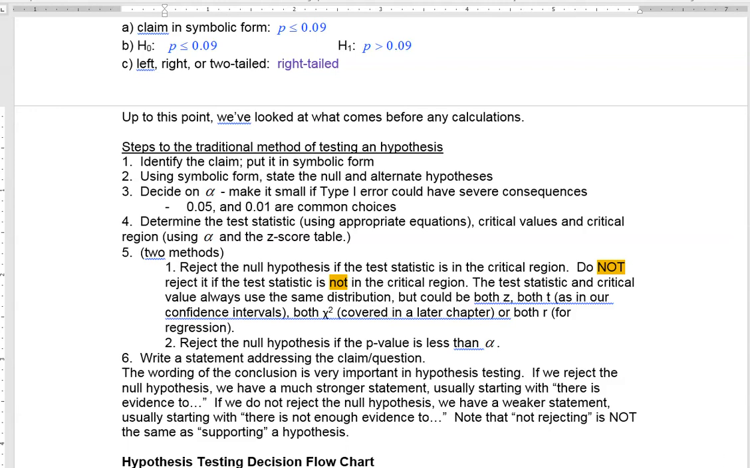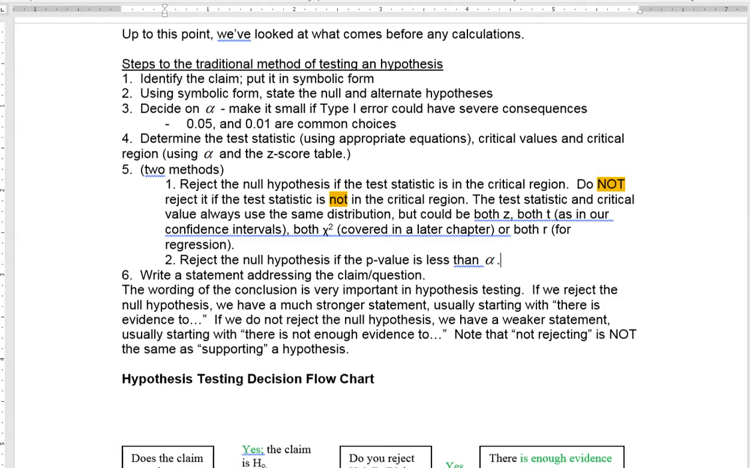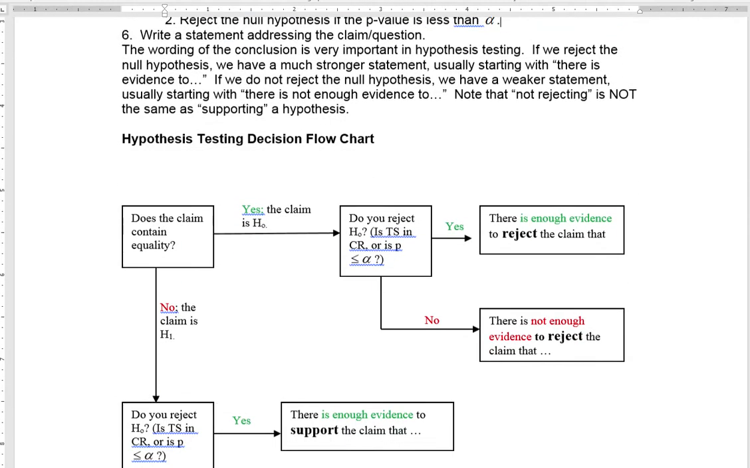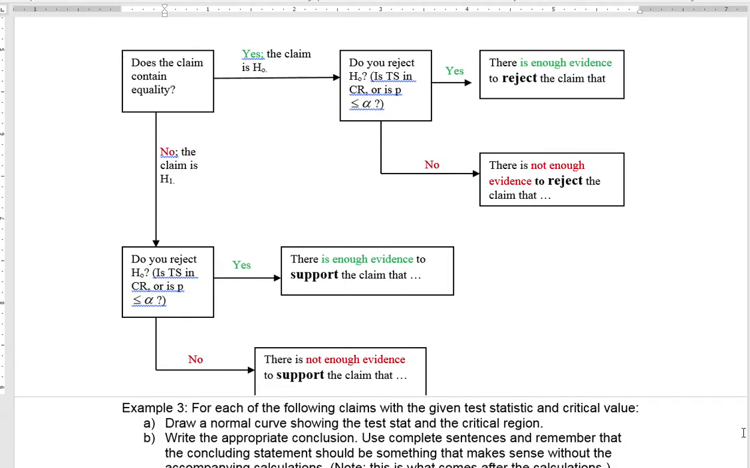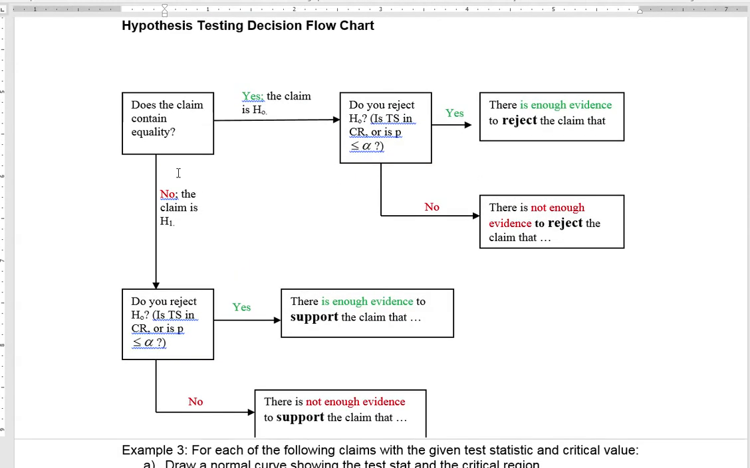So our hypothesis testing flowchart is just a little way we have here of looking at how can I word my answer. So we've already looked at the first part of the flowchart. Does the claim contain equality? So we either say yes and then the claim is H0, the null hypothesis, or we say no and the claim is H1, the alternate hypothesis. So we figured out how to go which way on that one.